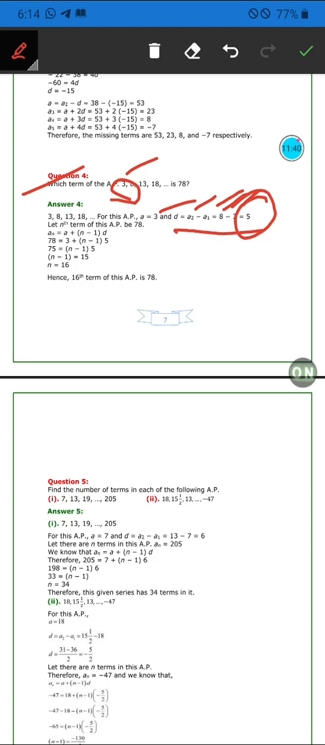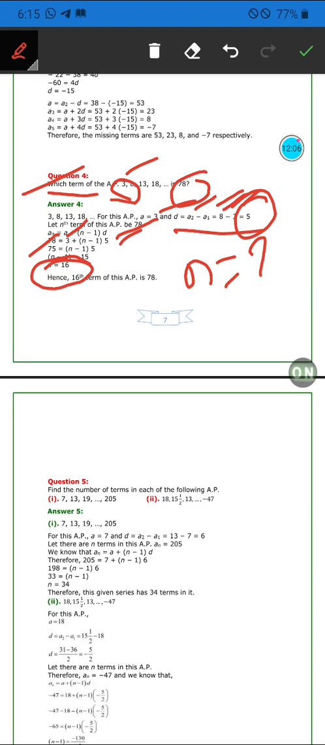So An is 78 here. We have to find which term, which means we have to find N equal to question mark. So we have to find the N value. Using the same formula, put the value of An as 78, A value is 3, N value we don't know, and D value is 5. By simplifying, we get N equal to 16. So there are 16 terms, and the 16th term is 78. Okay.